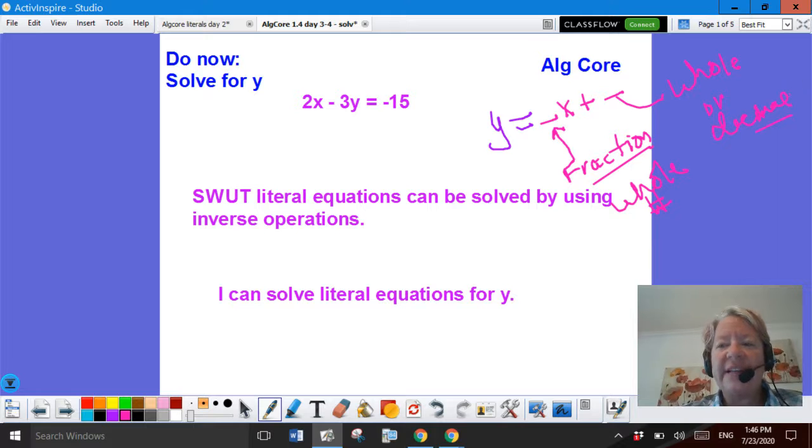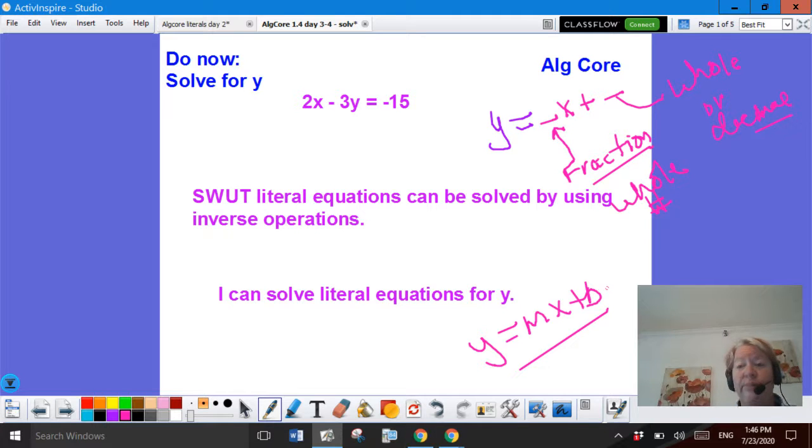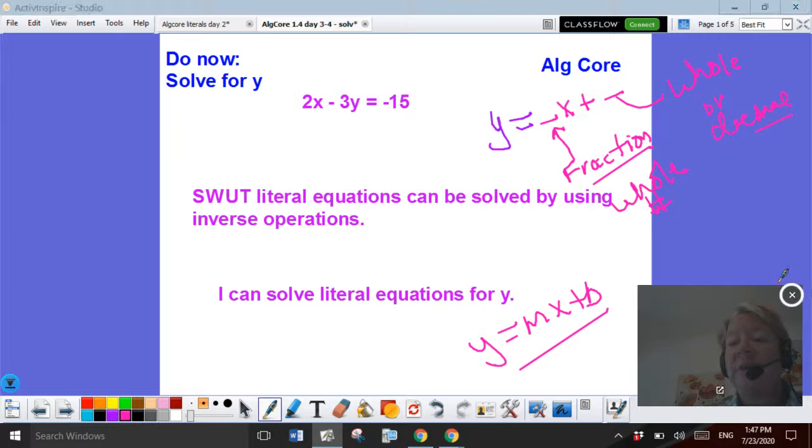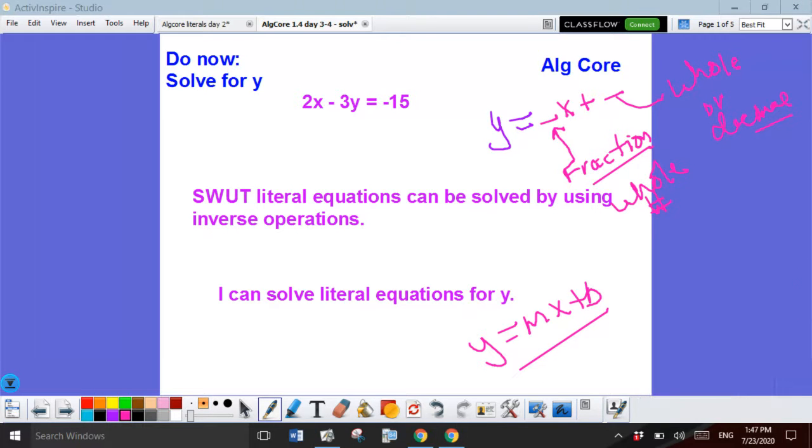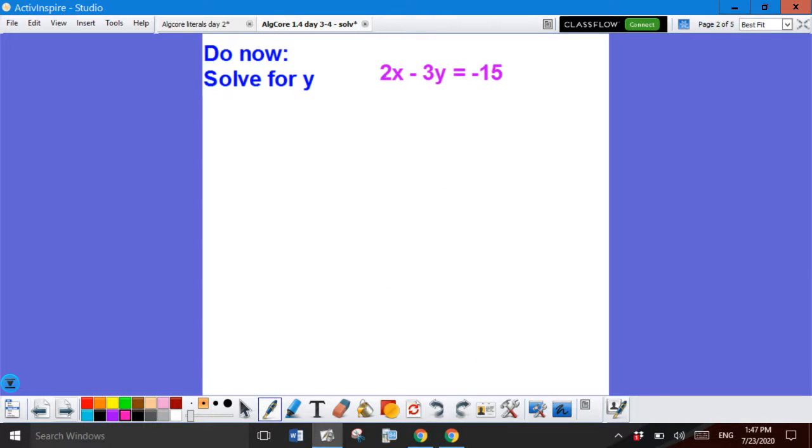And what we're heading to is y equals mx plus b. So we're actually going to be graphing lines here very soon. And this will help us be able to understand what is my m and what is my b. Okay, so let's go ahead and start with our do now today. And let's think about what's happening.